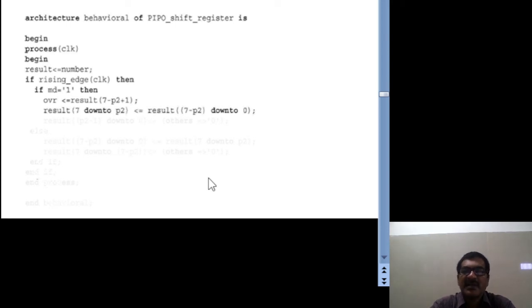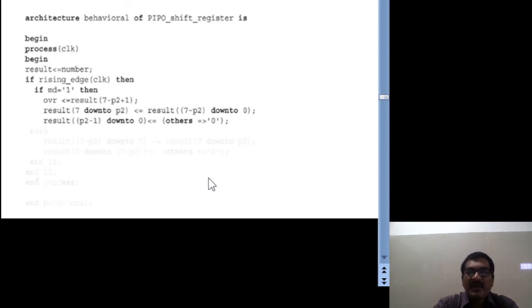After that, result of 7 down to P2, that is 7 down to 2, is assigned with result of 5 down to 0. That means the result of 5 down to 0 has to be shifted, and result of P2 minus 1, that is 1 down to 0, is assigned with zeros. If you do the shifting operations like that, you can observe the result is multiplication.